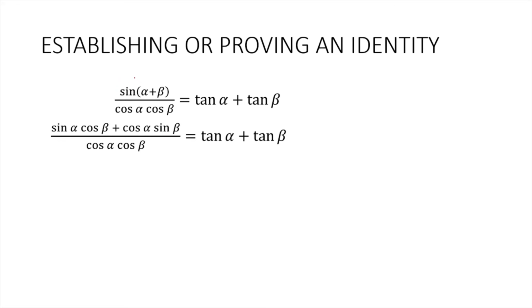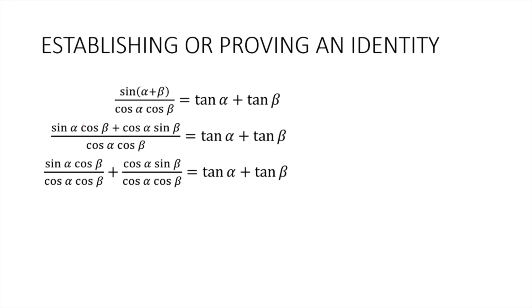And then from here we can express this fraction as a sum of two fractions. This gives us sine alpha cosine beta for the first term divided by cosine alpha cosine beta, plus, for the second term, cosine alpha sine beta divided by the same denominator, cosine alpha cosine beta. Cancel out common factors. For the first term, cosine beta cancels out. Second term, we can cancel out cosine alpha. And so this can be simplified as the sum of sine alpha over cosine alpha and sine beta over cosine beta.